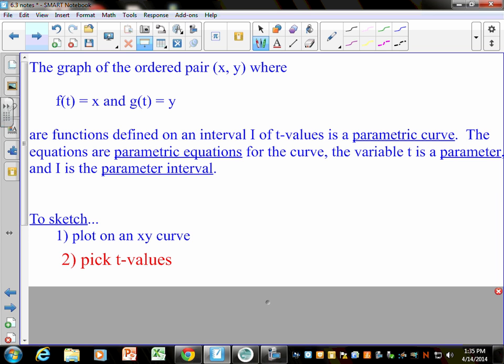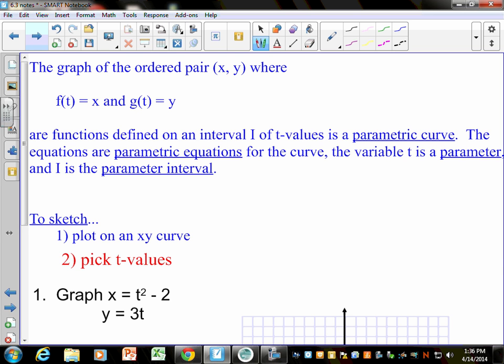To sketch these, we're not going to throw in a third axis, like we're not doing XYZ stuff. We're still going to graph on a normal XY plot, but you have to pick t values, and I think once we do one, it'll vaguely come back to you where you had to make a TXY chart, and then, oh, remember that?